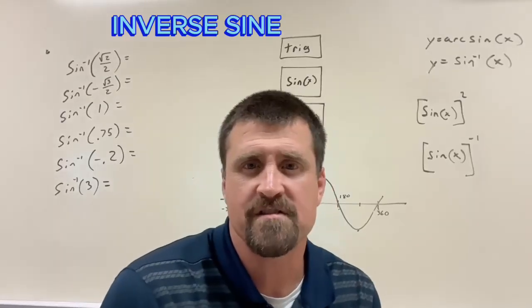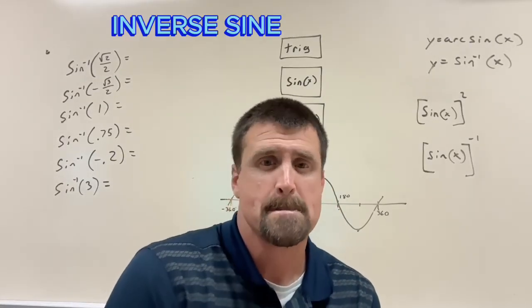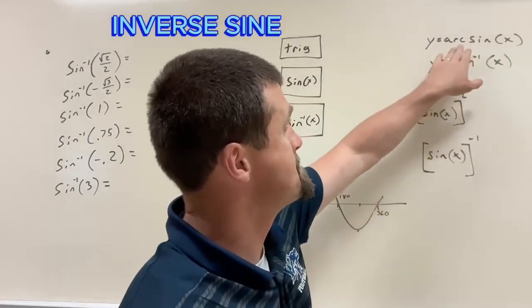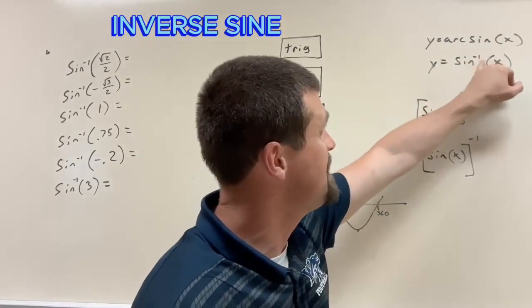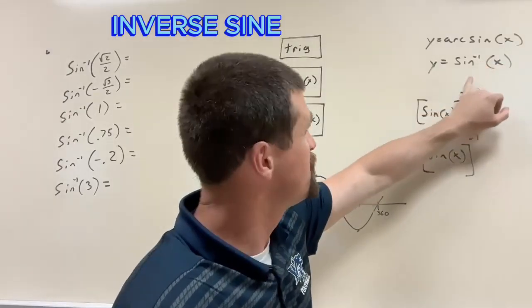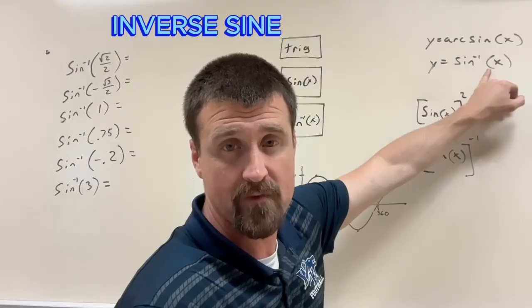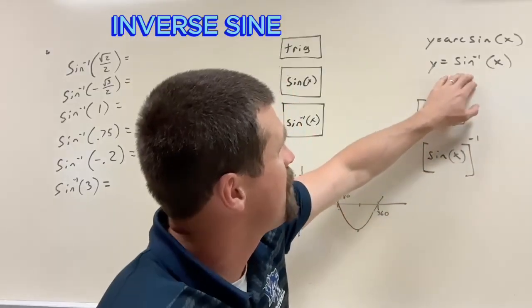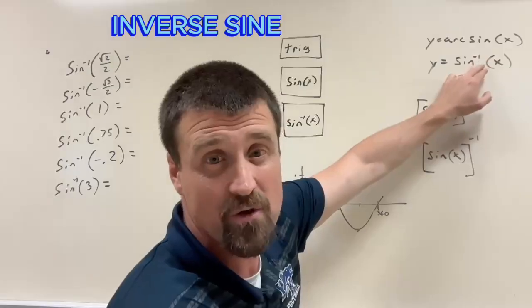Right, inverse sine, also known as arc sine. You'll see it written as arc sine. You'll also see it written as sine with a -1 exponent between the n and the open parentheses for the argument. The first thing I want to point out that students tend to mess up is understanding this notation.